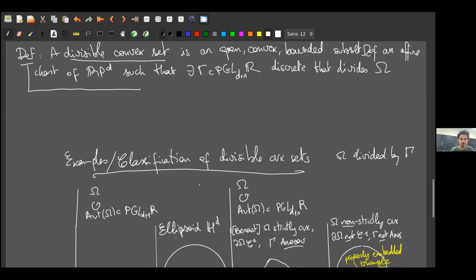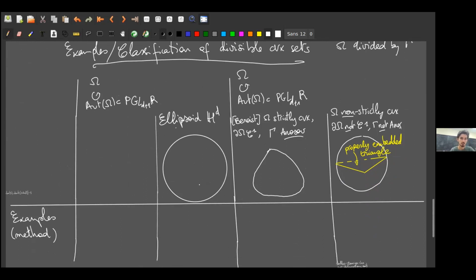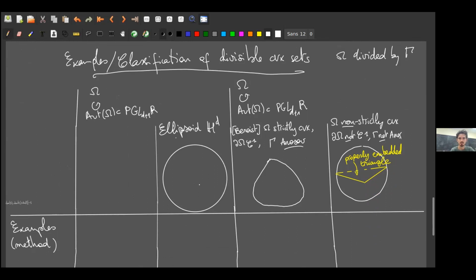And to finish this talk, I would like to present a bunch of examples, which can be seen as a sort of rough classification of all divisible convex sets. One important feature of divisible convex sets is that it's often hard to produce examples. The first example are the ellipsoids, which are isometric to hyperbolic space. The fact that those are actually divisible is not so trivial.